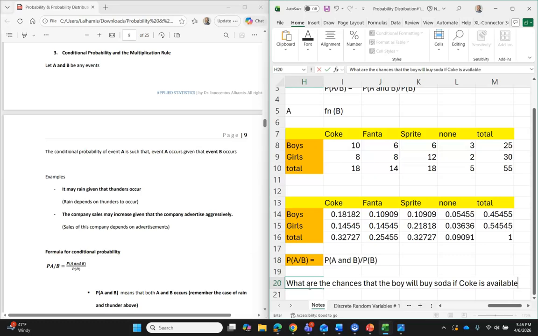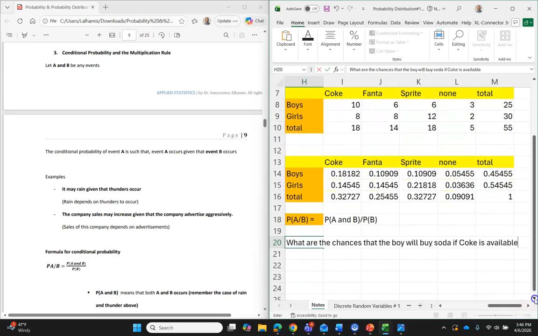So what are the chances that the boy will buy soda if Coke is available? So Coke is our condition. In this case, A will be boy and B is Coke. We can follow these calculations and understand the chances that the boy will buy soda if Coke is available. So we're looking at the probability of a boy given Coke.